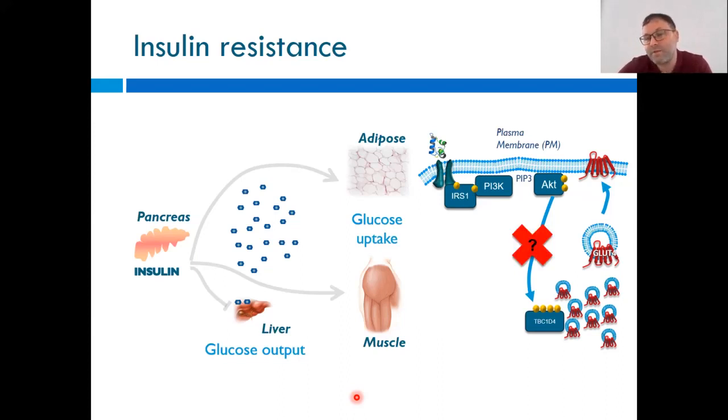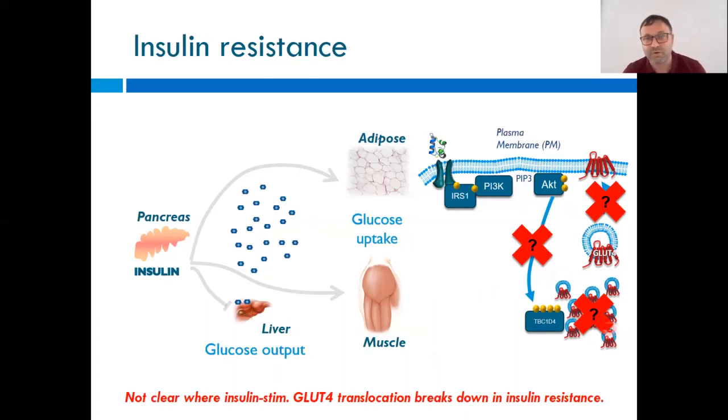So this means that either insulin signaling is impaired, or for some reason the trafficking of GLUT4 to the plasma membrane is impaired, or the generation of the insulin-sensitive pool of GLUT4 is impaired. And I've put all these crosses here because really, it's not clear where insulin-stimulated GLUT4 translocation breaks down in insulin resistance. This is a major question in the field. Is it a signaling impairment? Is it a trafficking impairment? And this really isn't clear.